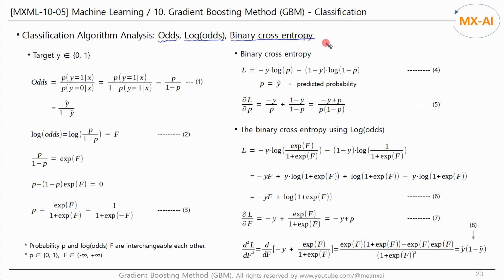The target y is either 0 or 1, so it is a binary classification problem. The estimated y-hat is the probability that y is 1. This probability can be expressed as an odds value as follows. The denominator is the probability that y is 0, and the numerator is the probability that y is 1. The odds value can then be expressed in this way. Or, it can be expressed as y-hat like this.